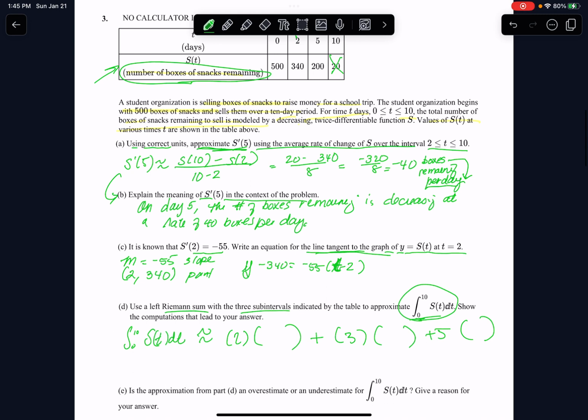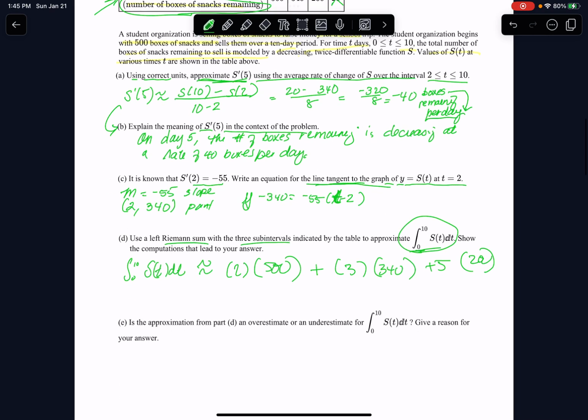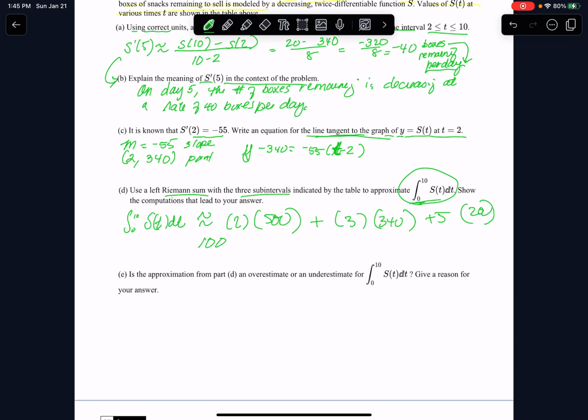And so it's 500, 340, and 200. No calculator, so we'll just have to do it ourselves. 1,000 plus 3 times 340 is 1020, plus another 1,000, which is equal to 3,020 boxes. So it says to find the integral from 0 to 10, show the computations. Okay, so boxes, it was just boxes of snacks remaining.